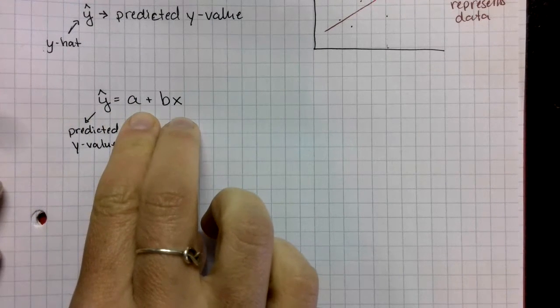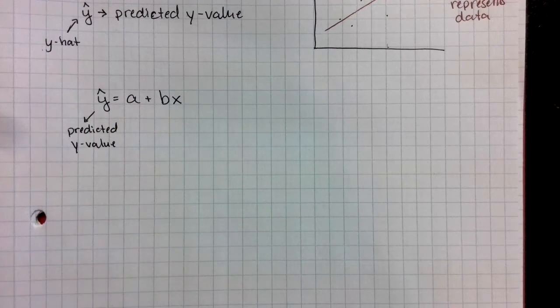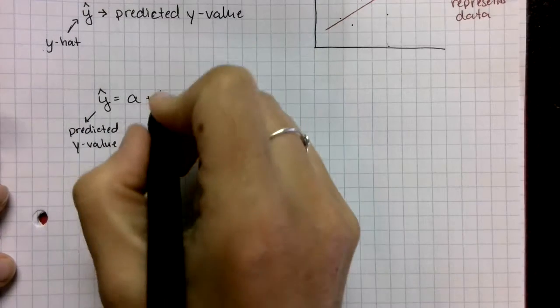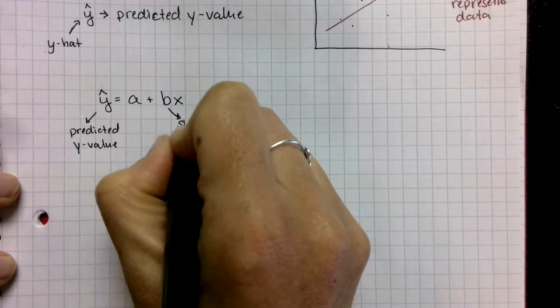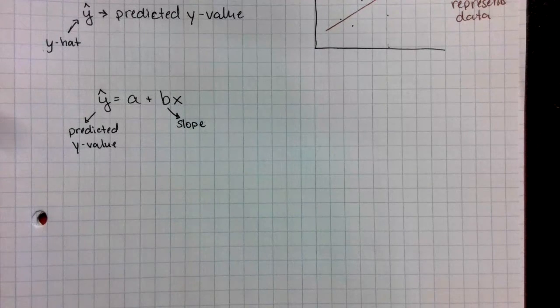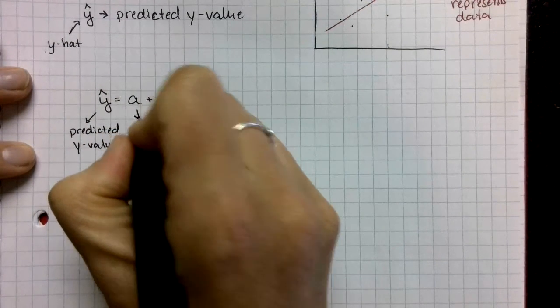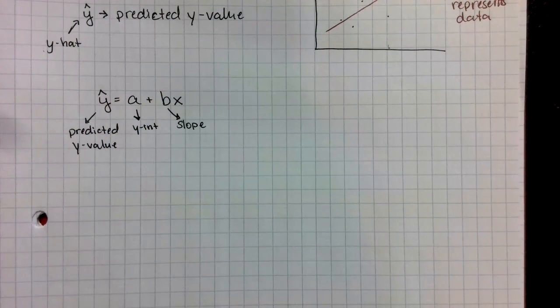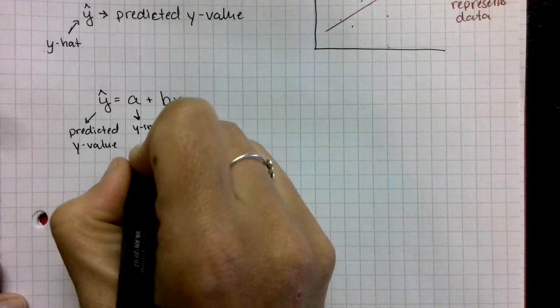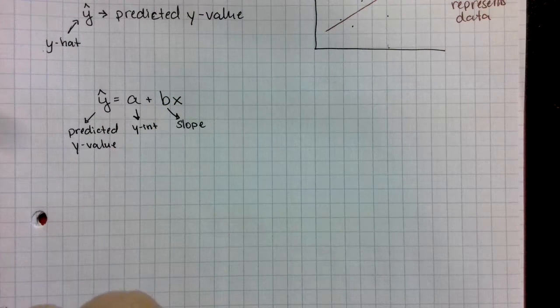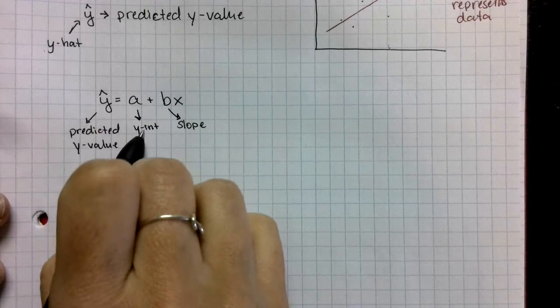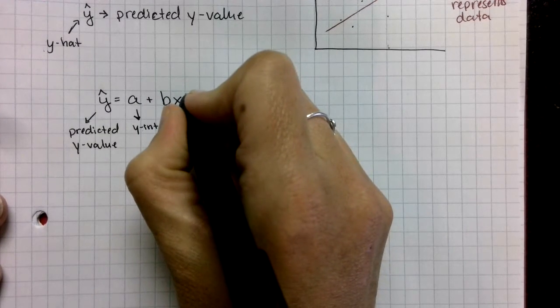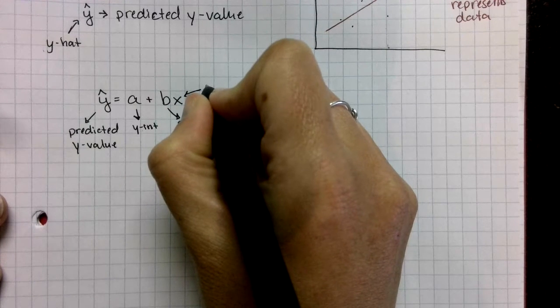Now notice from y equals mx plus b, make sure you're not getting confused on that. Whatever is with the x is always going to be your slope. It's a little bit confusing because now we're using b as the slope, where in y equals mx plus b you were so used to seeing b as the y-intercept. So in this case, a is going to be your y-intercept. We will want to be able to interpret these values. y hat is your predicted value, a is your y-intercept, b is your slope, and x is the independent variable.